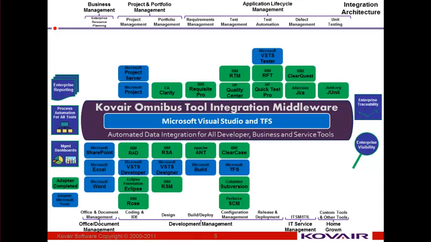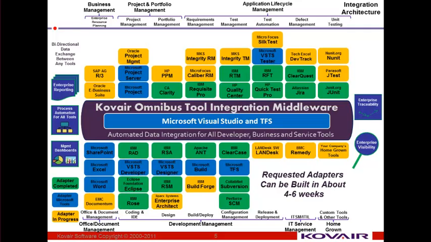And then these are all the different adapters we have currently for Omnibus. The green ones are non-Microsoft tools, and the blue ones are Microsoft tools, including the Microsoft Office, as you can see here, like Word, Excel, SharePoint, etc. Also the Microsoft development tools. And then we also have a number of tools which we are working on, or which are on our project roadmap. If you do not see a particular tool you're interested in, then typically we take 4 to 6 weeks to create the adapter for that tool. That's the average time.